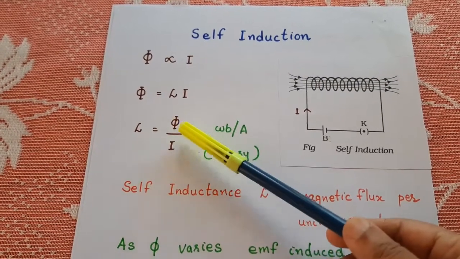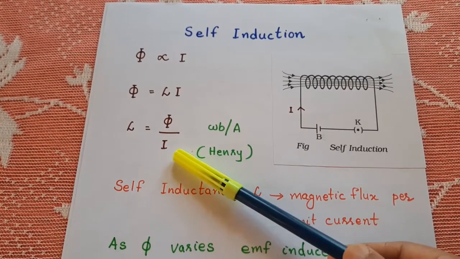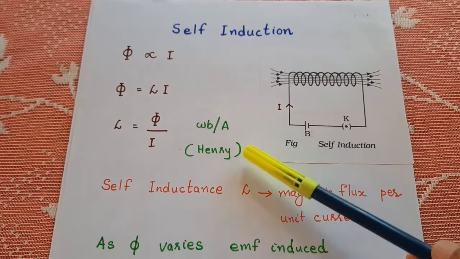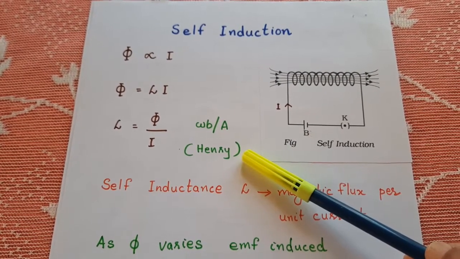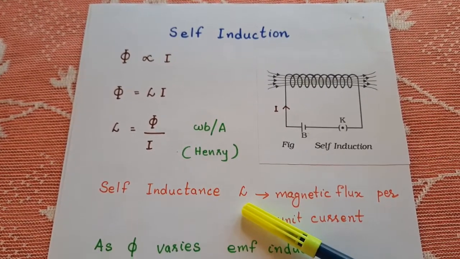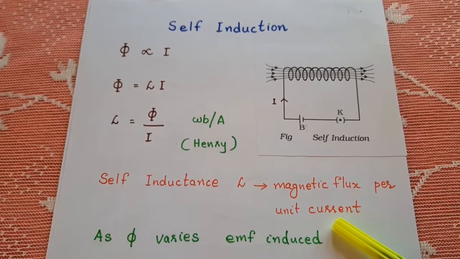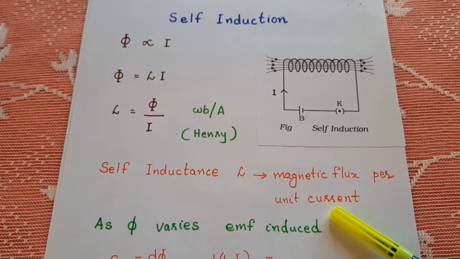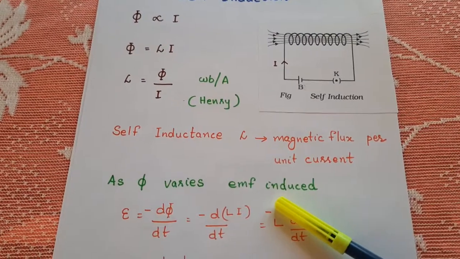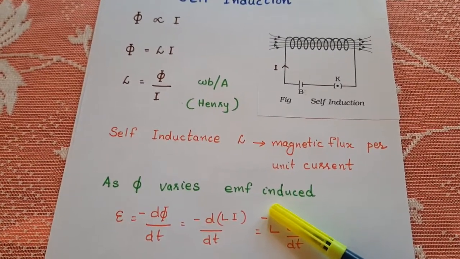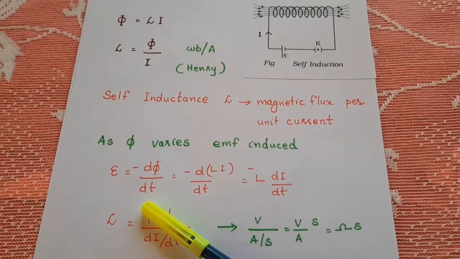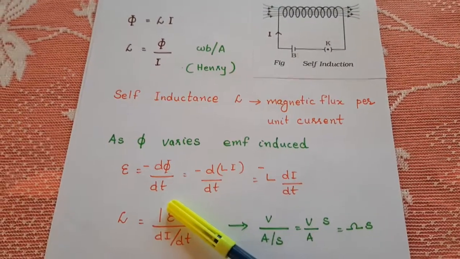L is equal to phi by I. Its unit is Weber per ampere or Henry. The self inductance L may be defined as the magnetic flux per unit current. As the magnetic flux varies, an EMF is induced in the coil. The induced EMF is minus d phi by dt.